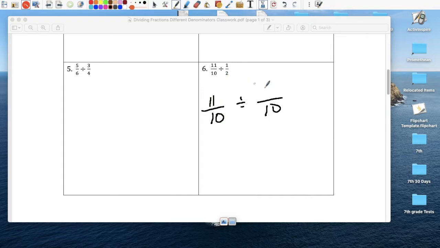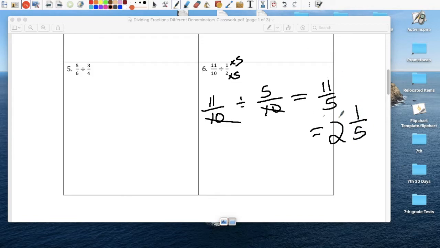The second one, how did the 2 become a 10? Times 5. So I multiply the top by 5. And 1 times 5 is 5. So that's our new problem. So again, we can cross this out, and you get 11 over 5. And let's ask ourselves, how many times can 5 go into 11? 5 can go into 11 2 times. How many left over? 1 out of 5.